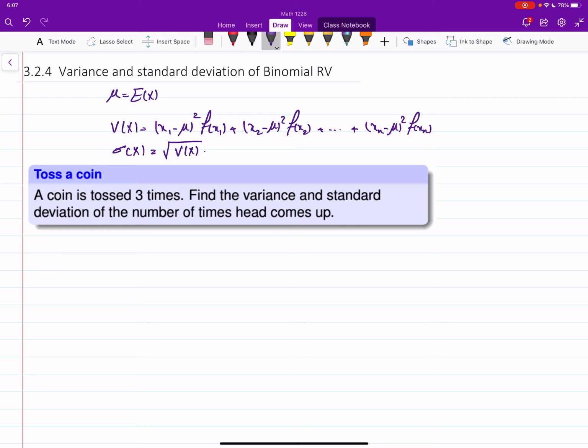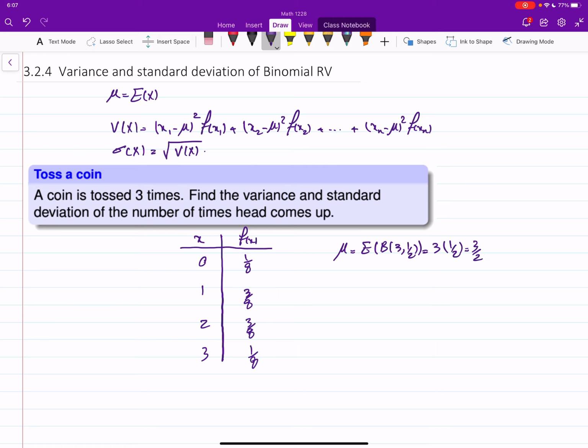Well, let's do this in an example. A coin is tossed 3 times. We have done this example so many times. Now we know that the values for the number of heads in 3 tosses are 0, 1, 2, or 3. The probabilities are 1 over 8, 3 over 8, 3 over 8, and 1 over 8. And we know what mu is. Mu is the expected value of the binomial random variable, which is given by n times p, which is 3 over 2.